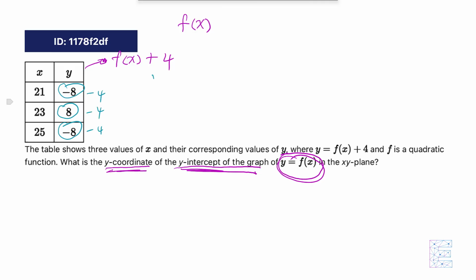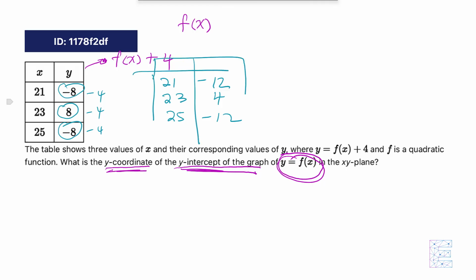And the new table is 21, negative 12, because negative 8 minus 4, 23, 4, and 25, negative 12. So these are the values of the original graph, the graph of f of x. And these are the ones we need to actually use to graph the equation so that we can read off the y-intercept, which is going to be 0, comma, some y value. We're looking for the y value in that y-intercept.